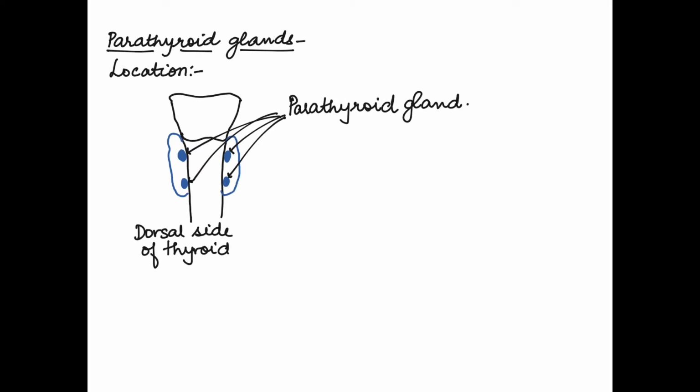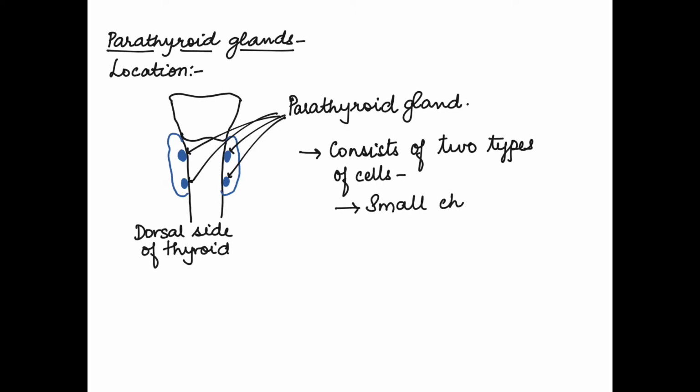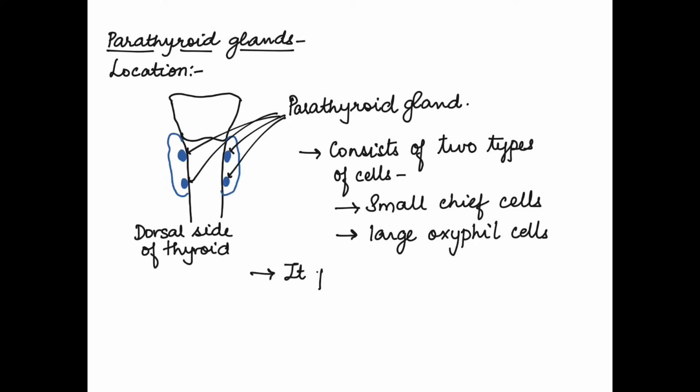Now here on the thyroid we can see 4 dots or spherical structures. Now these 4 dots or spherical structures are the parathyroid glands. Now this parathyroid gland consists of 2 types of cells. One which are the small chief cells, and the second one are large oxyphilic cells.